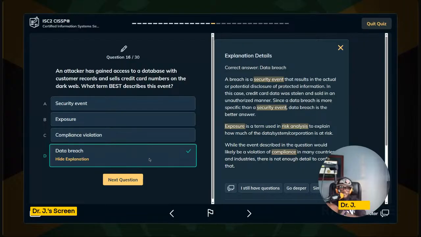Okay, exposure is a term used in risk analysis to explain how much of a data system or corporation is at risk. Data breach is a security event that results in the actual or potential disclosure of protected information. So in this case, credit card data was stolen and sold in an unauthorized manner. Since data breach is more specific than a security event, data breach is the better answer. I had that same kind of mindset for that explanation, but just with the wrong term. So data breach is the next level up to security event, not to exposure.